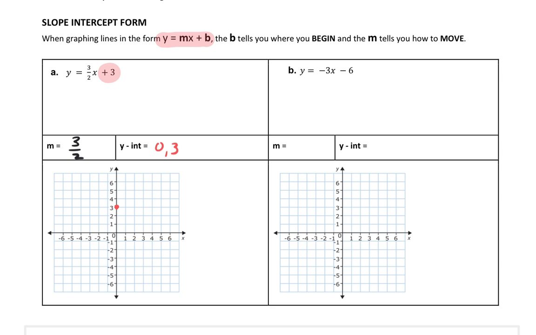So we're at 3. My slope is up 3, to the right 2. So we're going to go up 3, to the right 2. And that's going to be my line. Arrows on both ends. Okay.